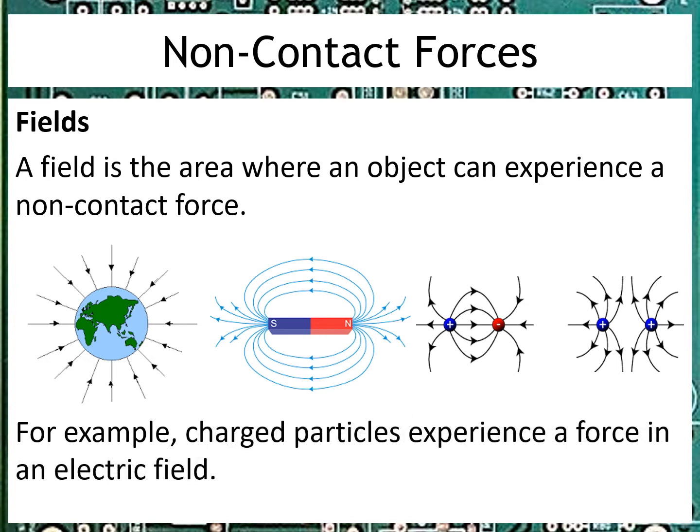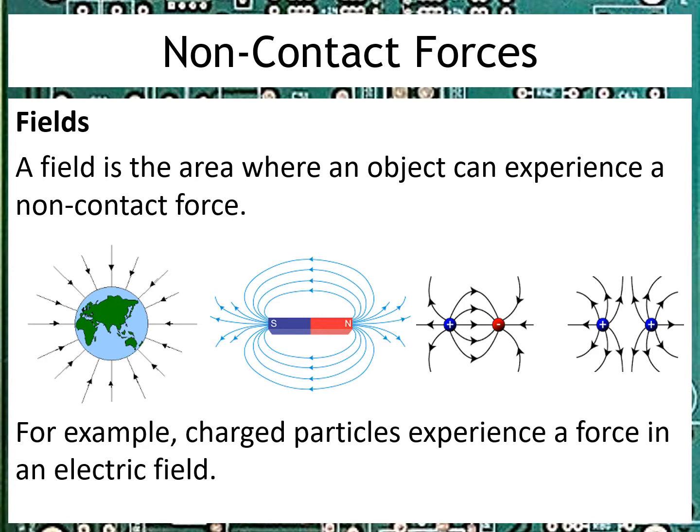The third field we look at is what we call the electric field, which is where electrostatic forces are felt. So a charged particle will experience a force in an electric field. And as you can see on the diagram there, whether it's a plus or a minus will determine what will happen. So for example, a positive will attract a negative charge, whereas two positives or two negatives would repel each other.